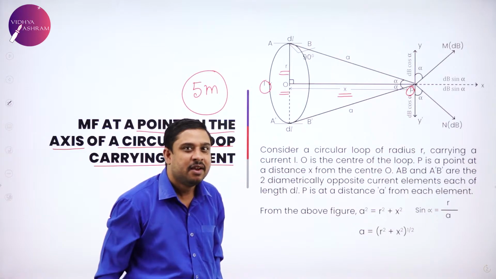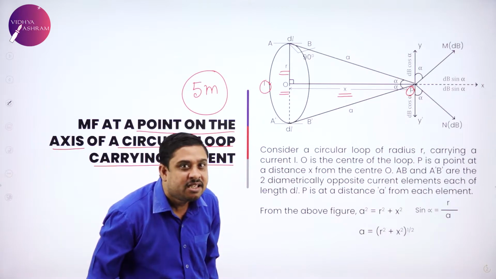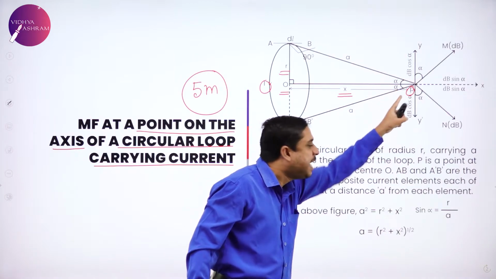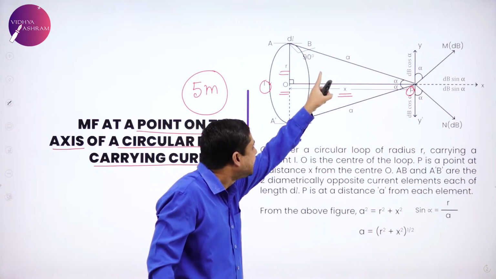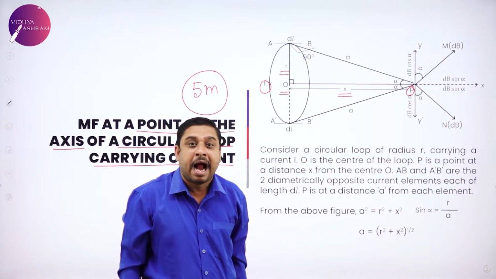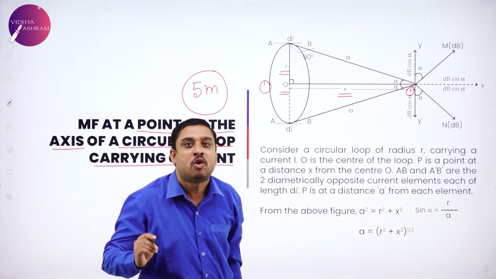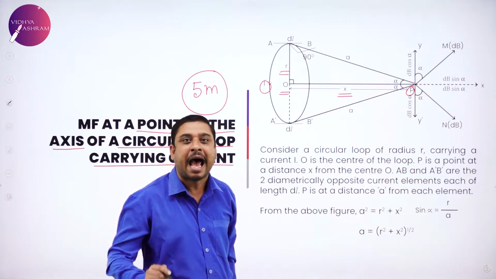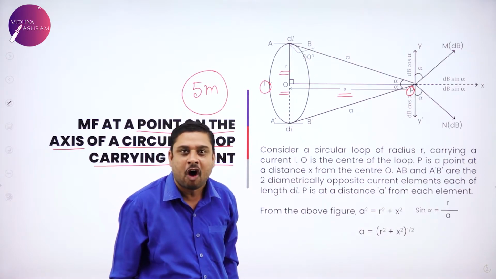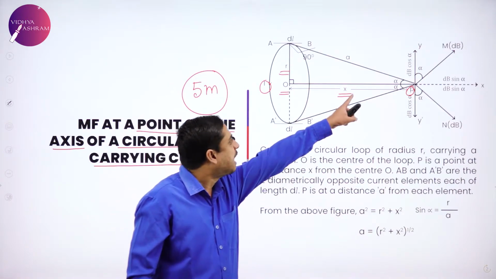So dear students, where am I calculating the magnetic field? It is at the point P at a distance x from the center of the coil. And what do I apply to calculate the magnetic field? Biot-Savart's law, Laplace's law. So by using Laplace's law, I am calculating the magnetic field at the point P.